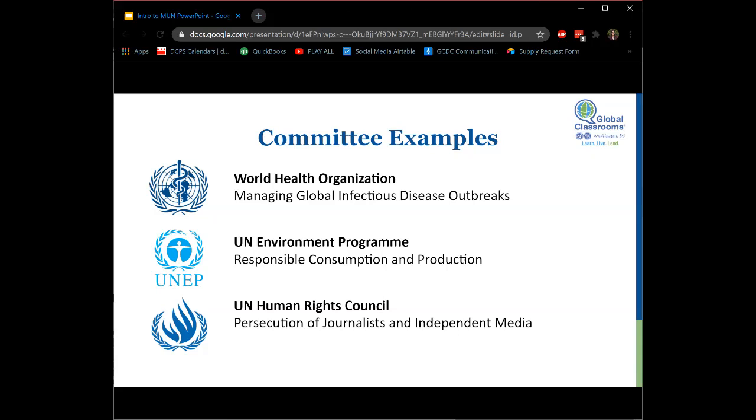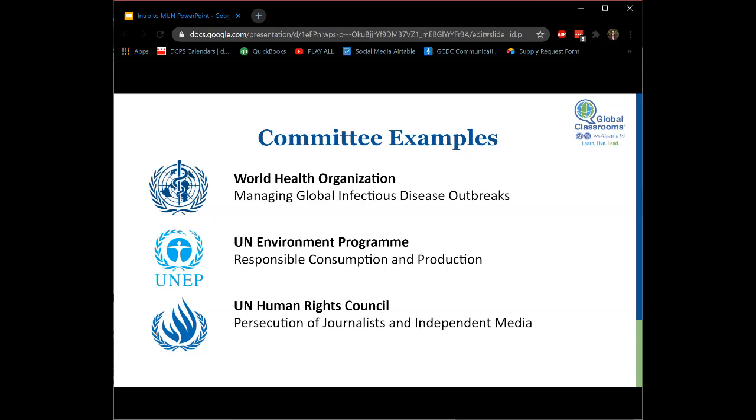So for example, in the time of COVID, students could be faced with coming together to combat a COVID outbreak or an Ebola outbreak and really figuring out how their countries can come together to solve an international issue. Same thing for UN Environment Program or UN Human Rights Council. There are just so many options and so many issues that students can take on.